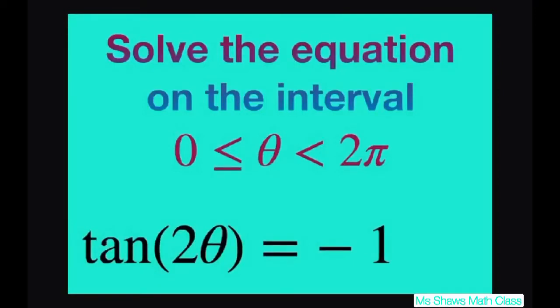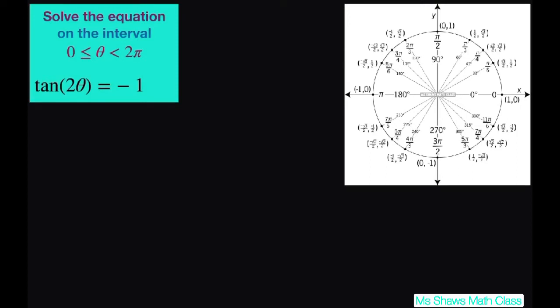One, we're going to solve the equation tan of 2 theta equals -1 over the interval 0 to 2 pi. So the first thing I'm going to do is set this to alpha. So if we have tan of alpha equals -1, where is tan of alpha equal to -1? That's going to be at 3 pi over 4 and 7 pi over 4.